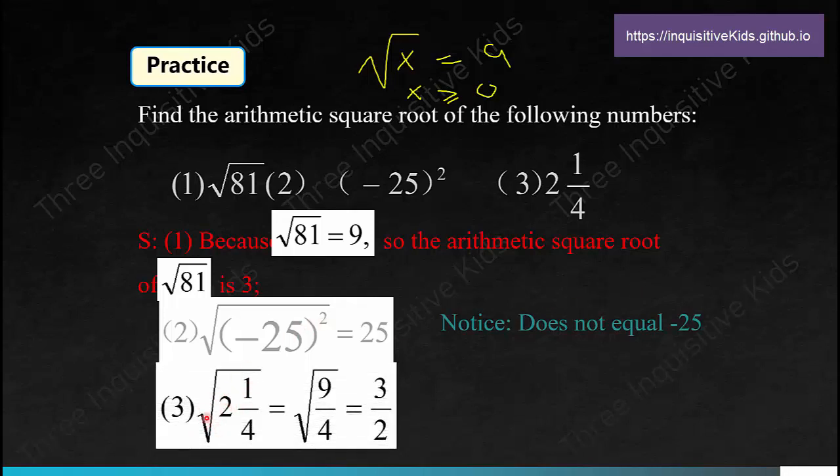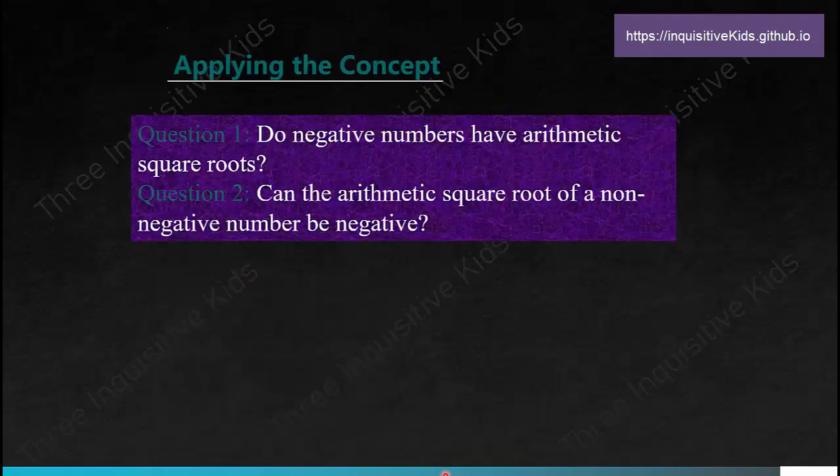And for 2 and 1/4, what you do is you first convert it into an improper fraction, 9/4, whose square root equals 3 halves. And in this case, it's not a decimal, it's a mixed number, so it's going to be harder. So I totally recommend you turn it into an improper fraction first, for easy calculation.